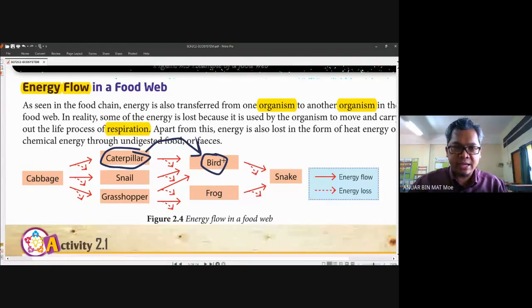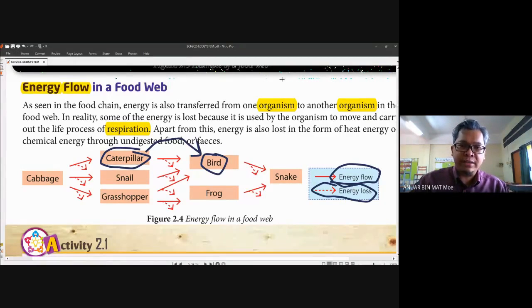Okay, you can understand here. The arrow without the dotted line, we call it energy flow. And the arrow with the dotted line, we call it energy loss. The amount of energy is not the same. There will be an energy loss.